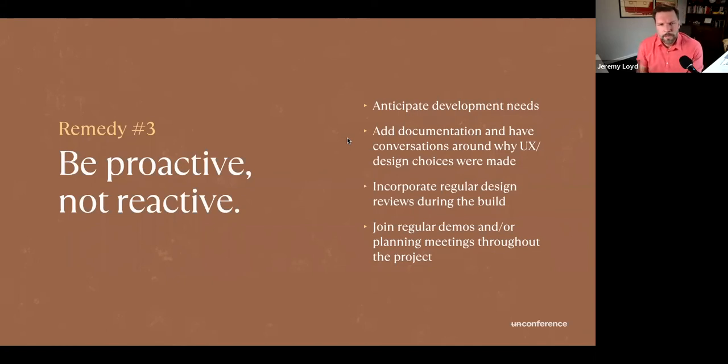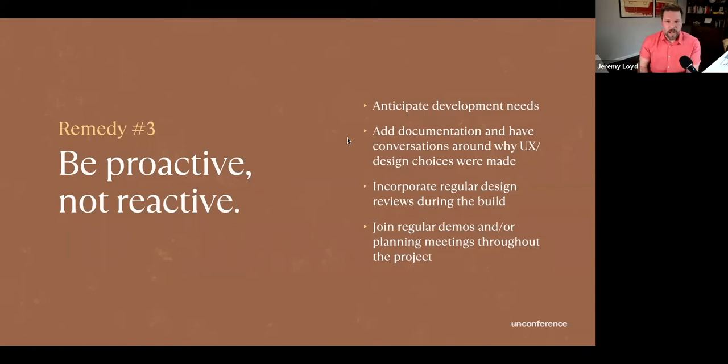And then another good thing to do is incorporating regular design reviews during the build. So if you're working in a sprint or an agile kind of form, in Jira, maybe make a lane for design reviews. That way it's a shared understanding with the team too, that they know those things need to happen during the project and not just dropping into the project whenever it's convenient for you and blowing things up that way.